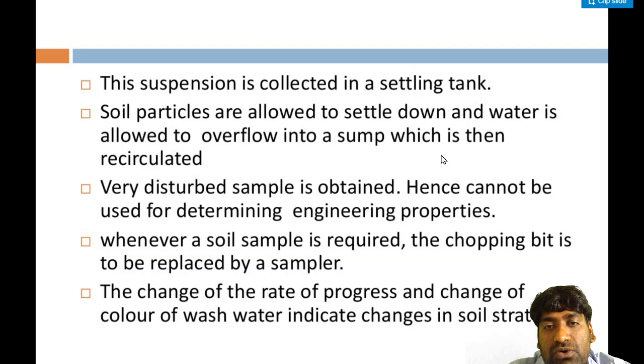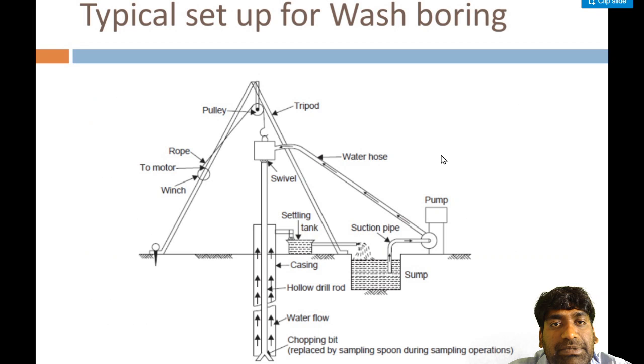Whenever a soil sample is required, the chopping bit is to be replaced by a sampler. The change of the rate of progress and change of the color of the wash water indicate the change in the soil strata. So this is a typical setup for wash boring. You can see over here the chopping bit replaced by a sampling spoon during the sampling operation.